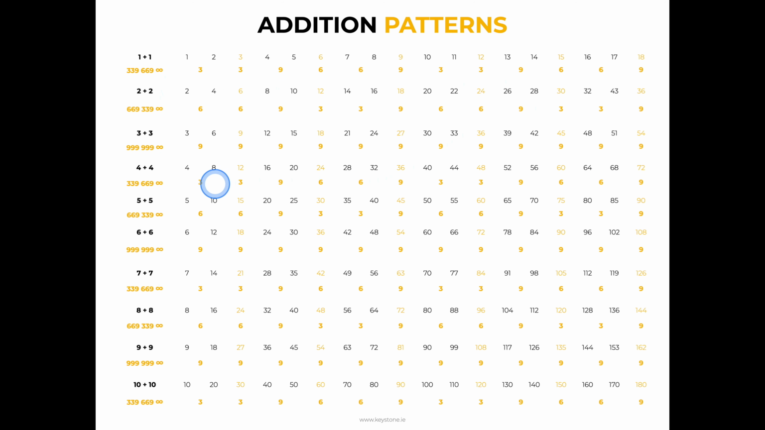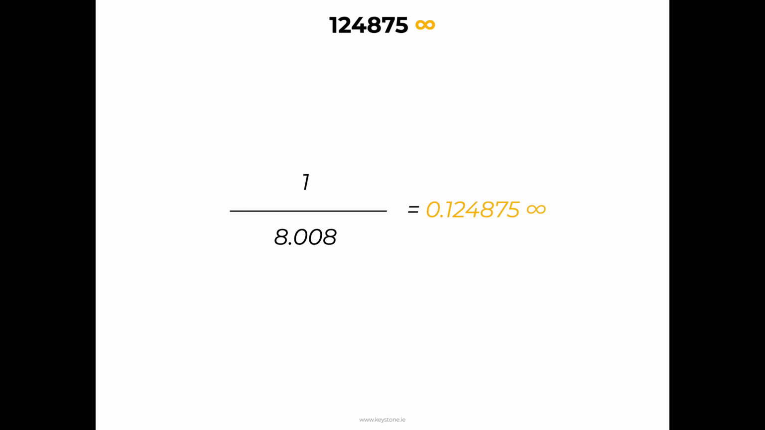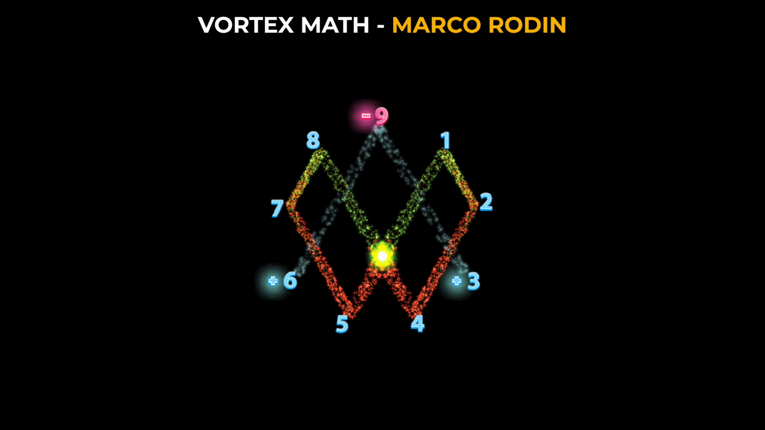When we divide 1 by 8.008, we get the pattern 0.124875, and the 124875 repeats to infinity. I first read about this studying the work of Marco Rodin, and I first heard about the 369 enigma reading about Nikola Tesla. So I just want to acknowledge Marco's work. I think Marco's work is underappreciated.